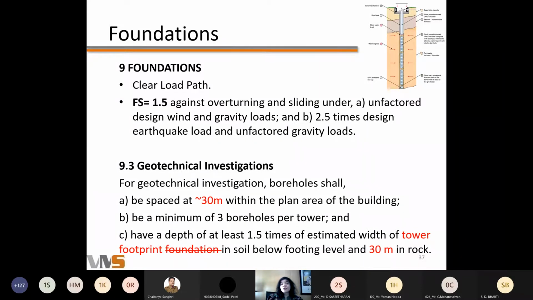Then basically you should have at least a minimum of 3 boreholes in the tower. We had said that when you're doing your boreholes, you should have a depth of at least 1.5 times the estimated width of the foundation. Sometimes you have a podium which is so huge. So we got feedback, and that's when we said, okay, let's review it. So now it's not the width of the foundation, but the width of the tower footprint.